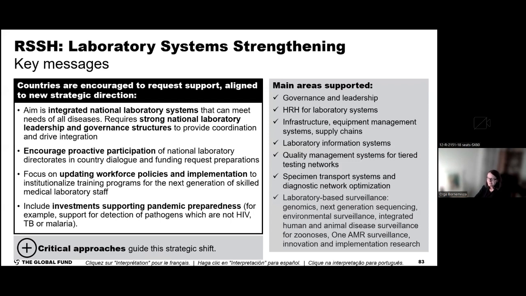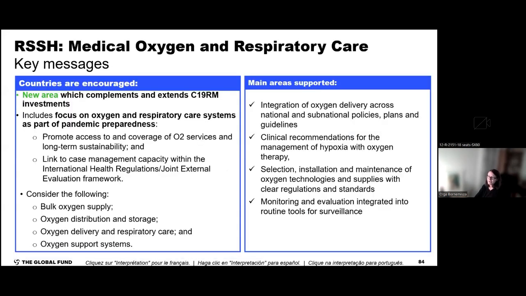So the next slide, medical oxygen and respiratory care. So this is a new area that's being added, and it's being added to make sure that we can complement and extend the C19RM investments. Although given that C19 now will be extended, this may not be as needed as it was prior to last week. But in any case, the RSSH funding can be used to focus on oxygen and respiratory care systems. And it's really to ensure that there's good case management of people who need this respiratory care. Next slide.